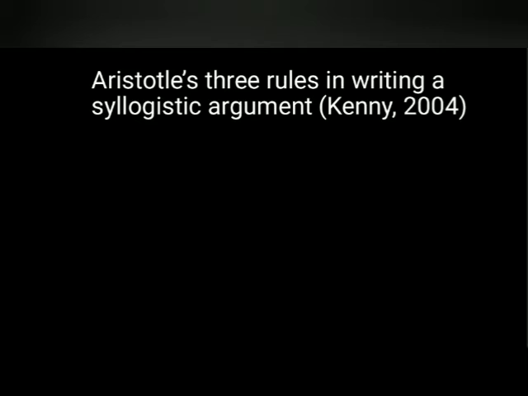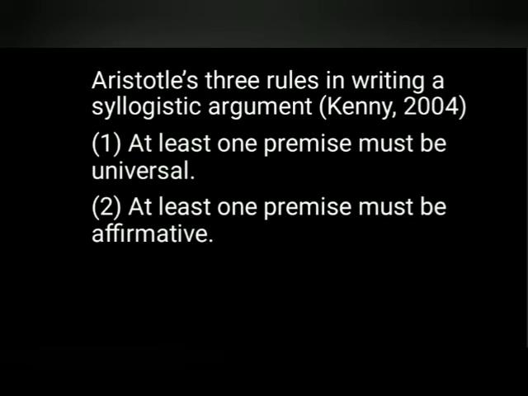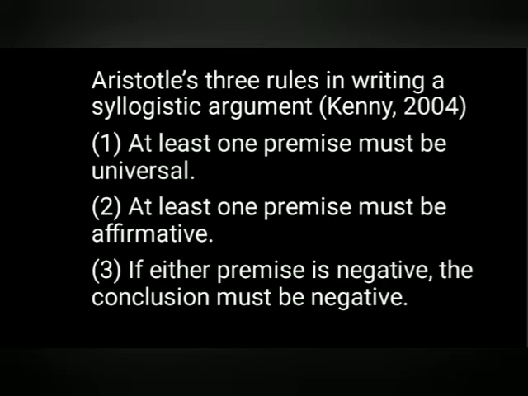Now, before we provide our example of a syllogistic argument with particular affirmative or negative propositions, let's read Aristotle's three rules in writing a syllogistic argument. Number one, at least one premise must be universal. Remember that. Number two, at least one premise must be affirmative. And three, if either premise is negative, the conclusion must be negative. If we follow these three rules, then we would avoid constructing an invalid or unsound syllogistic argument.